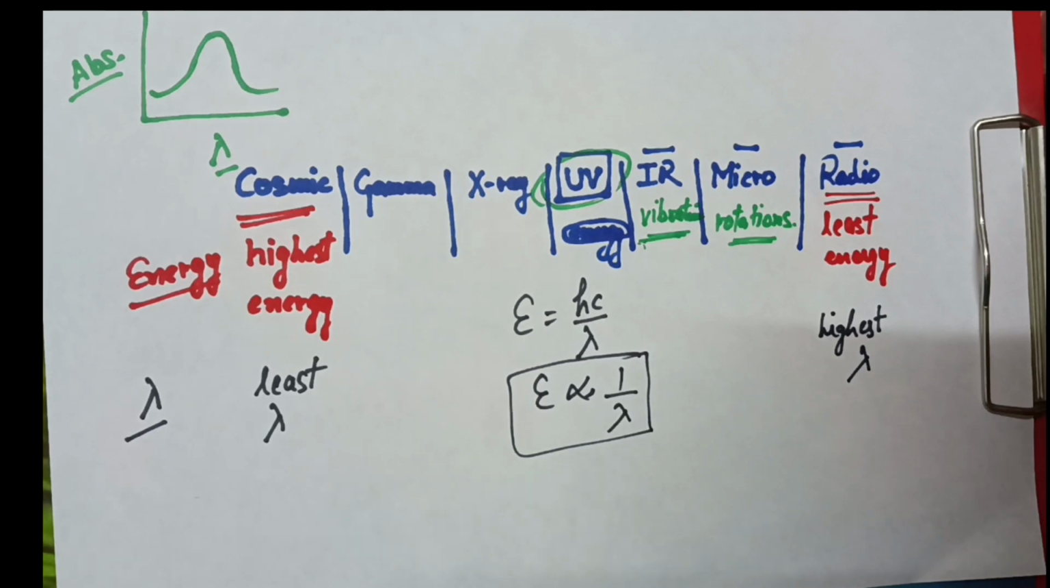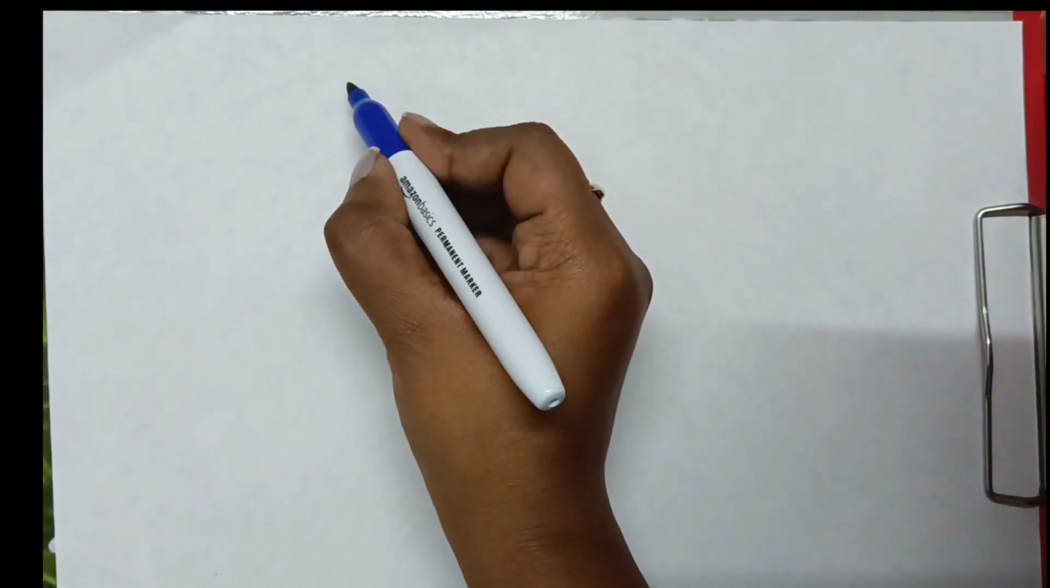So pictorially, if you want to represent it and understand it better, how will I do it? Now suppose we have two energy levels. We have two energy levels.